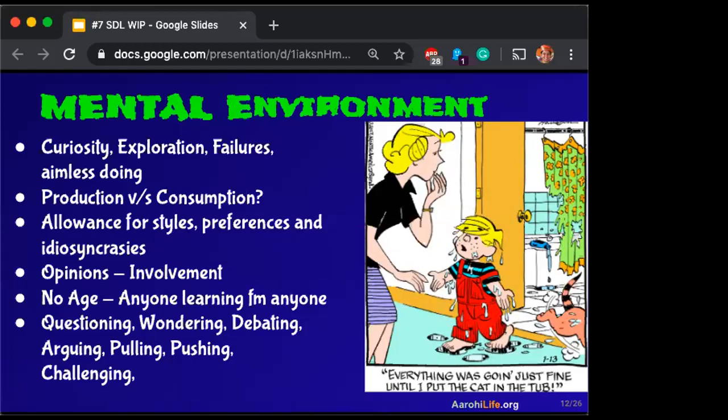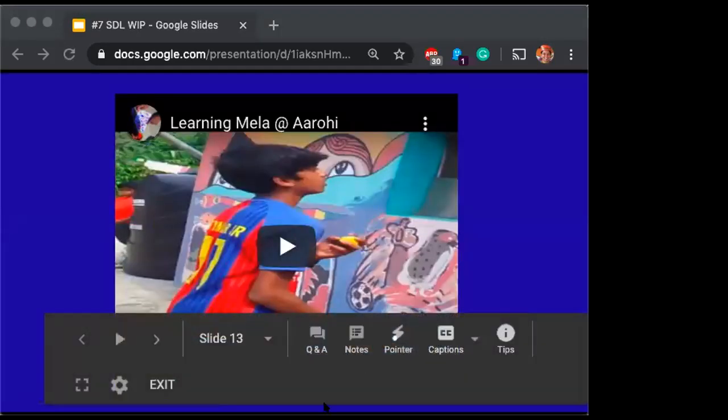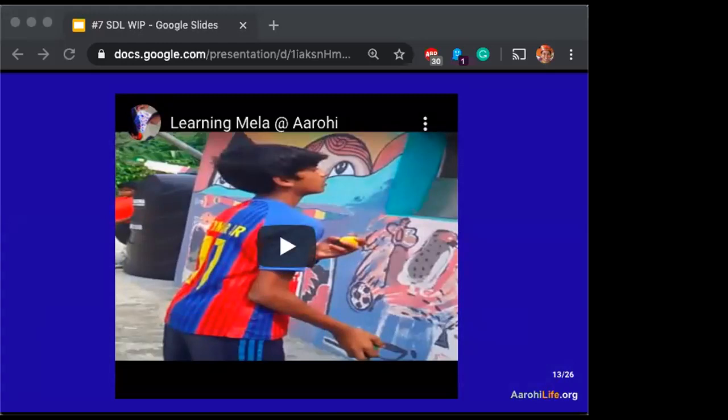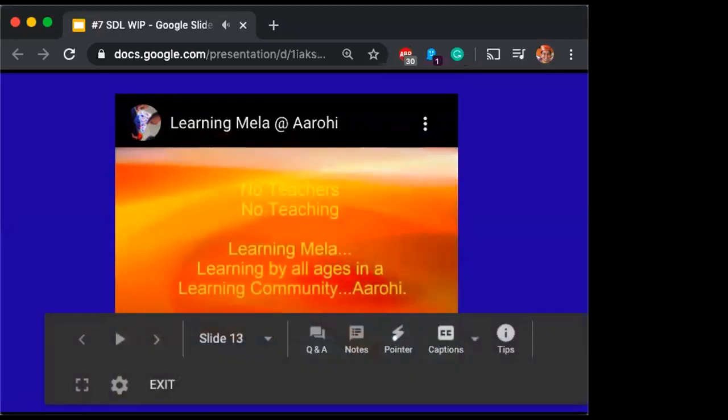Those small things which we pick up while they are doing it, we bring them back to them, saying, see, hey, there is an opportunity. And we create those opportunities through things like learning mela, where all different kinds of people, of different ages, put up learning stalls, and different ages go to those stalls. I thought I'll share a small video of that. Ratnesh is making the sound, so see if you can tell me in the chat window if you are able to listen to the music.